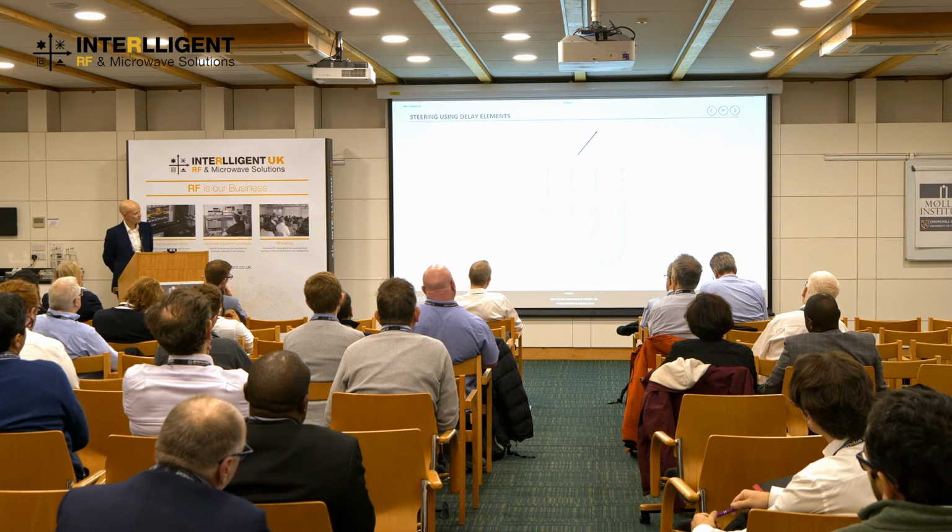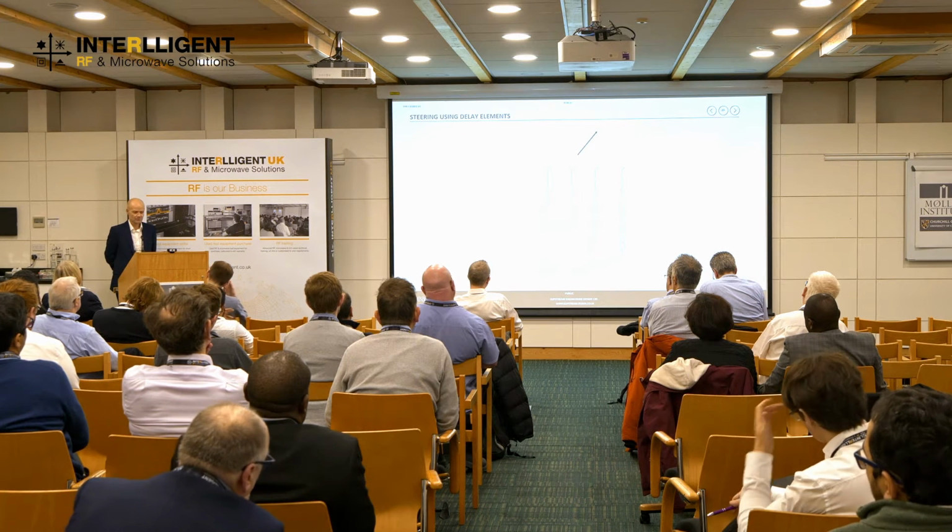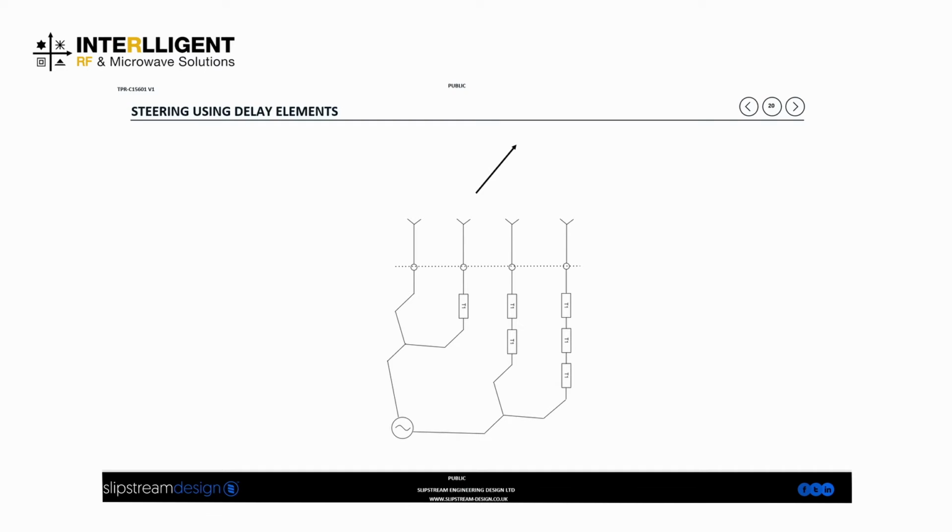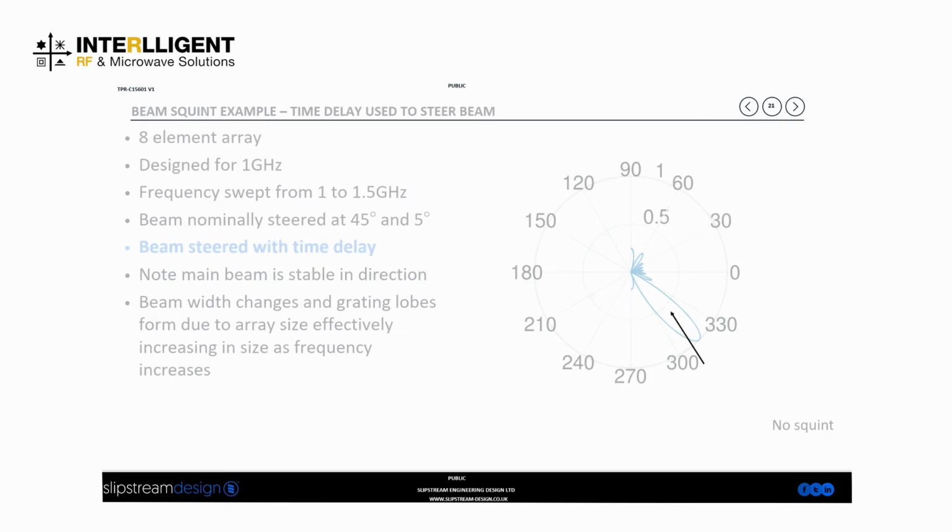So this is, if we were to steer the beam using delay elements, this is what it would look like for a fixed beam angle. So we've got a time delay, and then for the second element we have 2 time delays, the third element 3 time delays, and this points the beam off to the right. So this is kind of what we're trying to achieve.